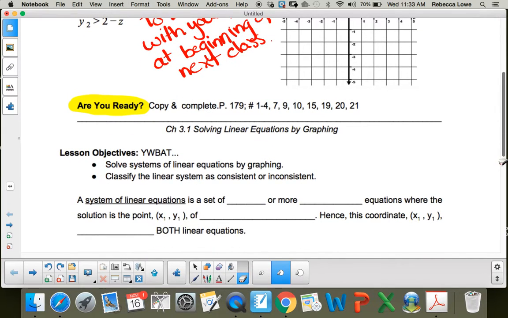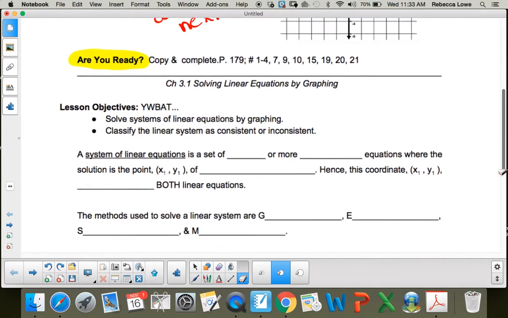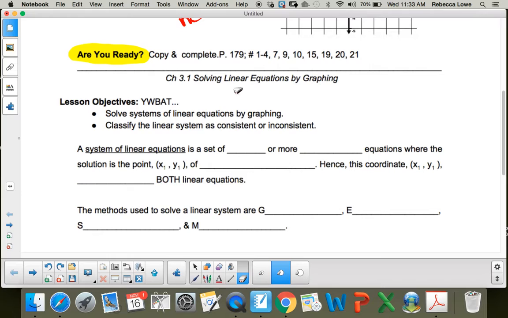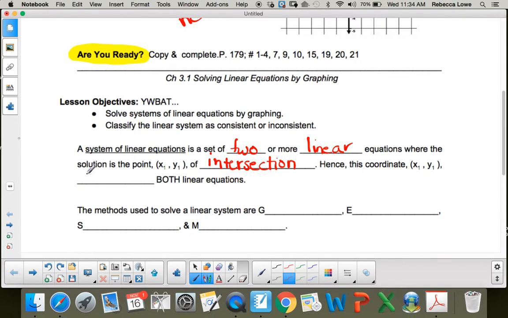So the two objectives today are to be solving systems of linear equations using graphing and to determine whether it's consistent or inconsistent. So the missing words that go in here are to, linear, intersection, and satisfy.